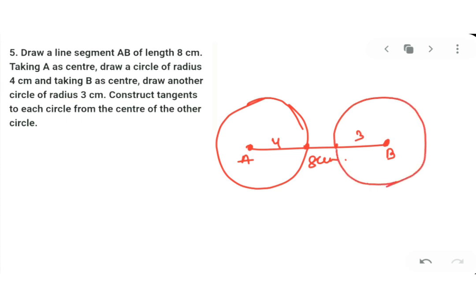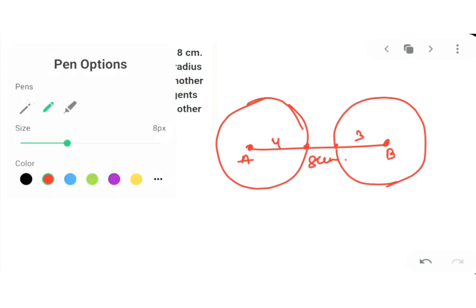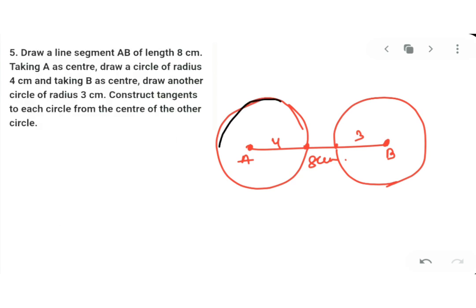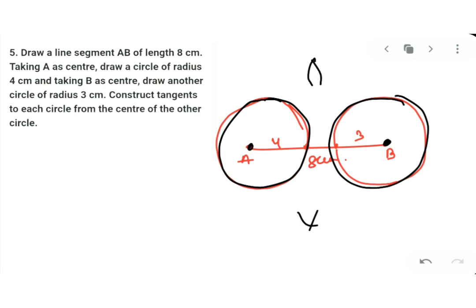Let's see what further it says. Construct tangents to each circle from the center of the other circle. Okay, you have to construct tangent to each circle from the center of the other circle. So if you want tangent on the circle with center A, then you have to draw tangents from B, and if you are taking the circle with center B, then you have to draw tangents from A. So nothing, you have to just draw a perpendicular bisector of AB. So you draw a perpendicular bisector of AB, and name the midpoint as M.